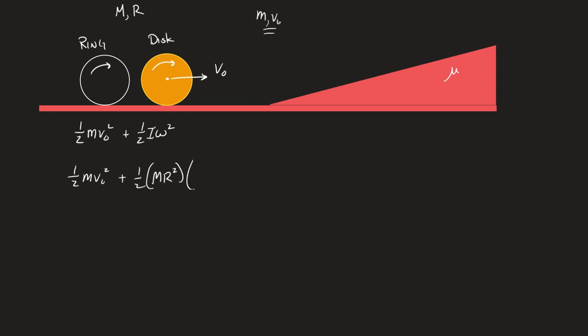I also can't have it in terms of omega, but it is rolling. And because it is rolling, I know that v equals omega times R. So that will be v naught over R, quantity squared. The R's cancel out, and I get 1/2 m v naught squared plus 1/2 m v naught squared, or m v naught squared. That's the ring, total energy in the system.